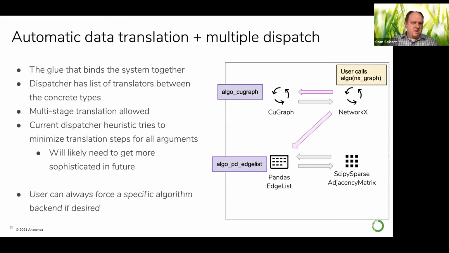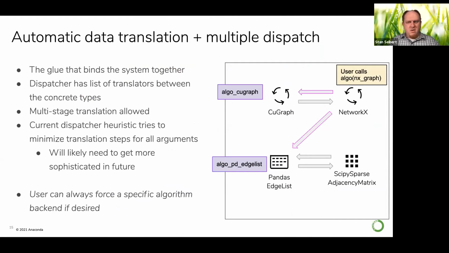So what Metagraph includes is basically a re-implementation of the Odo concept, where plugins can register the ability to translate from one data format to another. So we have a translator that knows how to go from a NetworkX graph to a COO graph, or a NetworkX graph to something else. And so the automatic data translation is used in concert with the multiple dispatch.